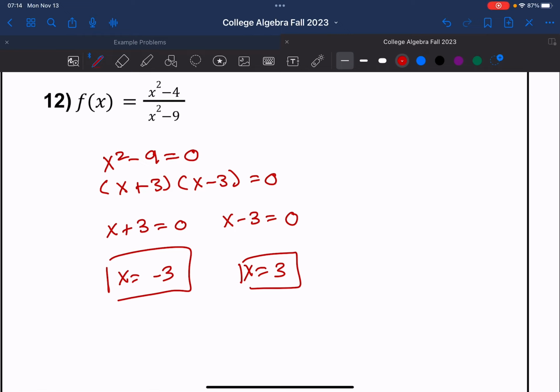Okay, any questions on how to find those? How did you get the x plus 3 and the x minus 3? Because I know that this is a perfect square because of this negative sign, and this 9 is a perfect square root. So because of that, I'm able to write my two factors, one with a plus, one with a minus, and then take the square root of that c value.